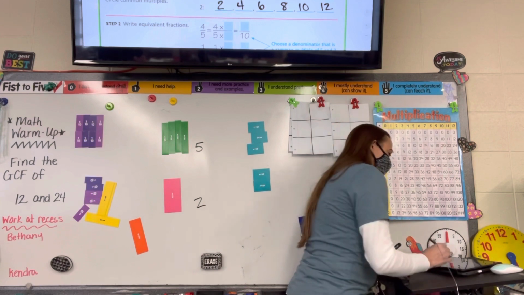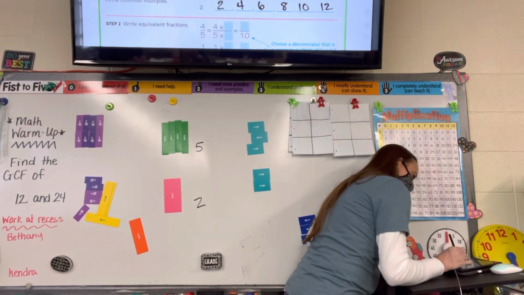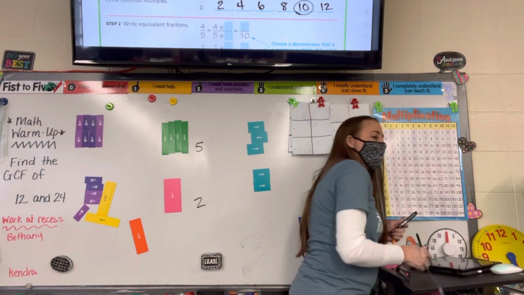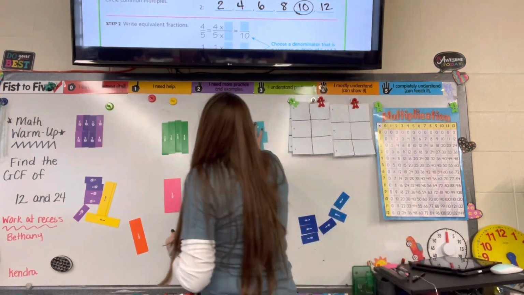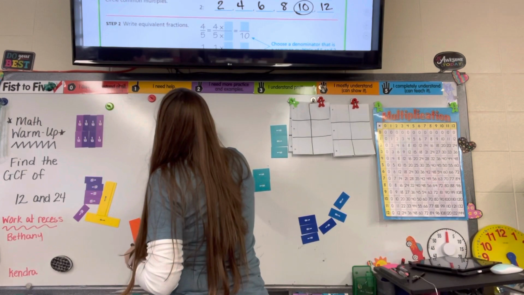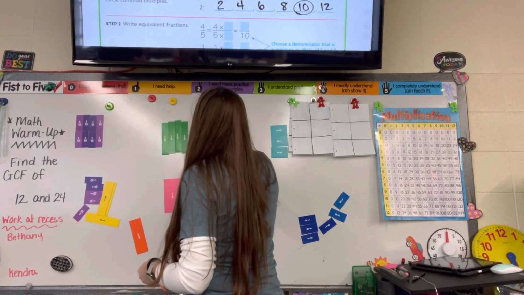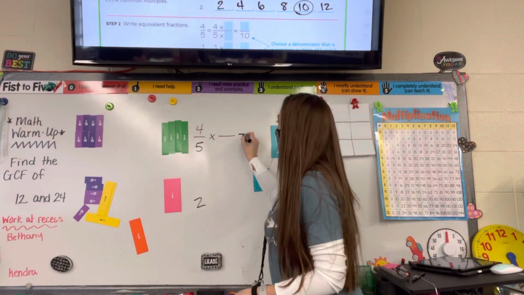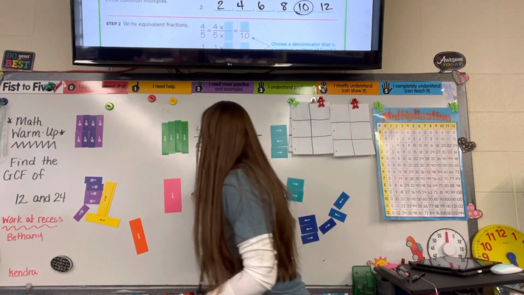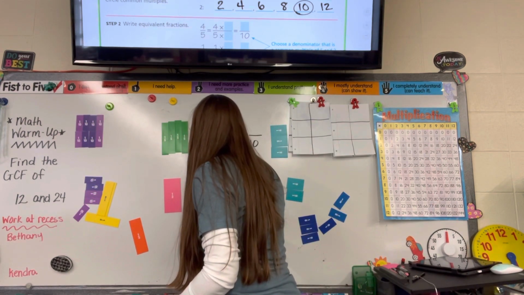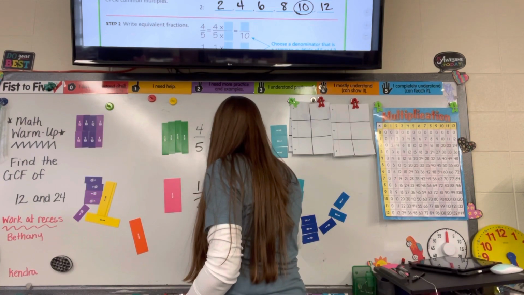10. Got it. 10 and 10. 10 is going to be our new multiple. So we're going to multiply 4/5 times a new fraction that gives us a 10 on the bottom. And we're going to multiply 1/2 times something that gives us 10 on the bottom.